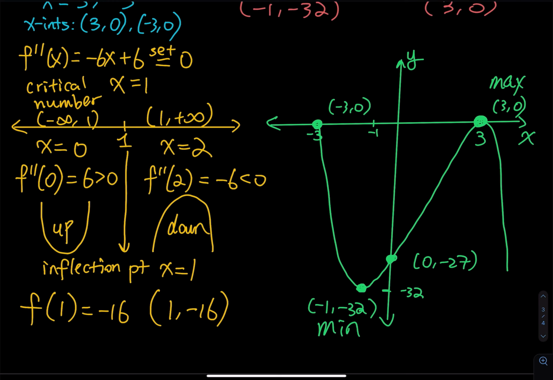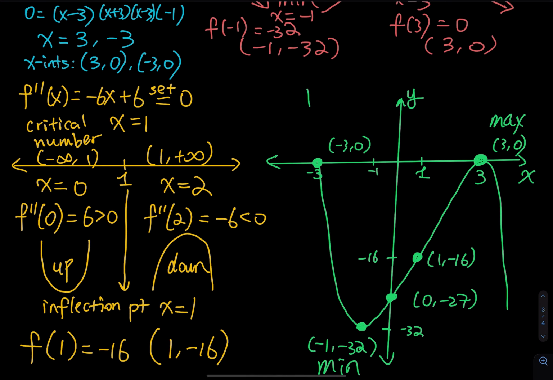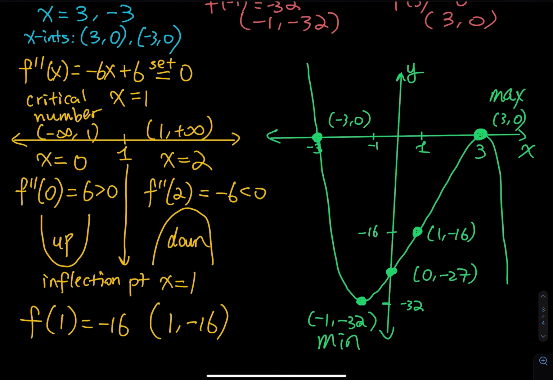And then one other thing is the inflection point. So when x is equal to 1, right here, y is equal to -16. So this is 1, -16. That is my inflection point. And then this one goes all the way down, right? So it should go down like this. So going down, up, down. So that's how we get the min and the max. If you use your graphing calculator or Desmos to graph this function, you will get the same thing.